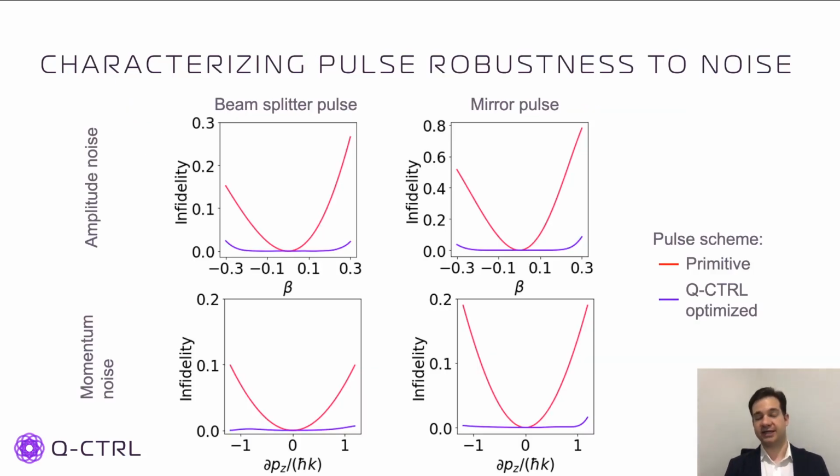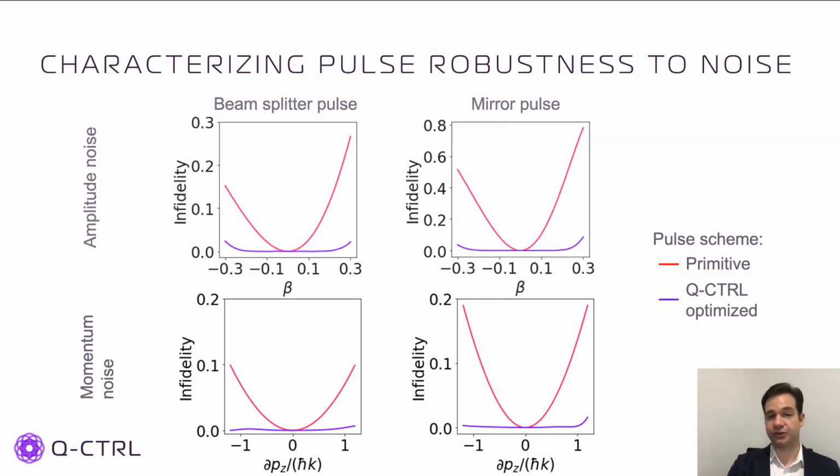Let's test how robust these pulses are, just to build up intuition of what is actually happening. So the top row shows robustness to amplitude noise. So in red, we have a primitive square pulse, and in purple, the optimized pulse. And we see that the purple optimized pulse remains highly robust to shifts in laser drive for up to 30% changes in amplitude. Similarly is true here at the bottom row shown for the momentum noise that affects thermal broadening and Doppler shift in these devices.